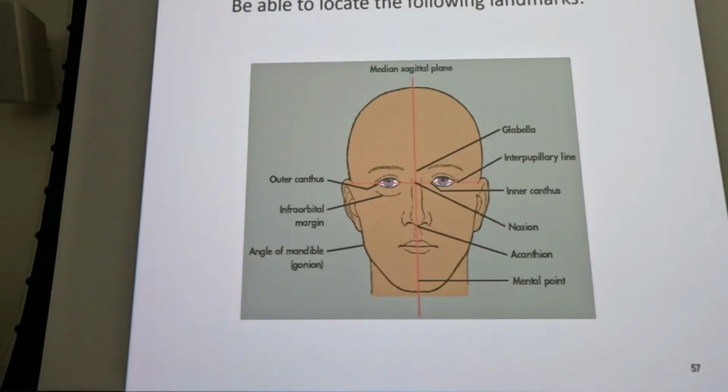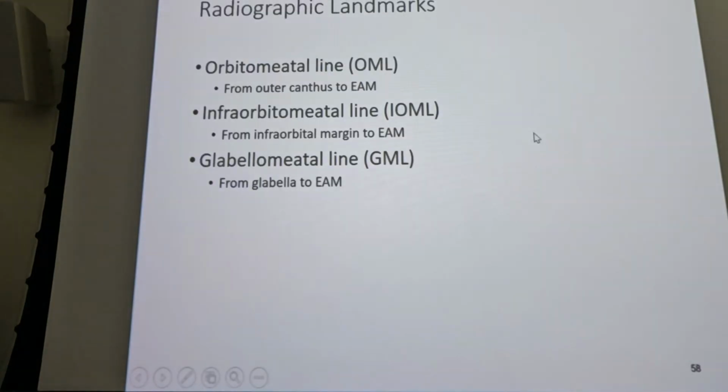All right, so that's all of that just in demonstration. You've got the drawing in your book. So landmarks that you need to be aware of, and the lines that we're going to use for positioning, for right now, pretty much are going to be the orbital meatal line, the infraorbital meatal line, and not so much the glabellomeatal line.